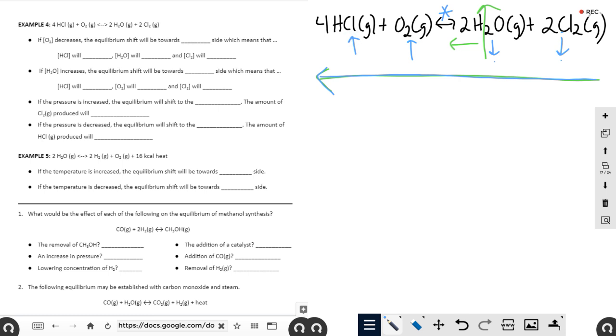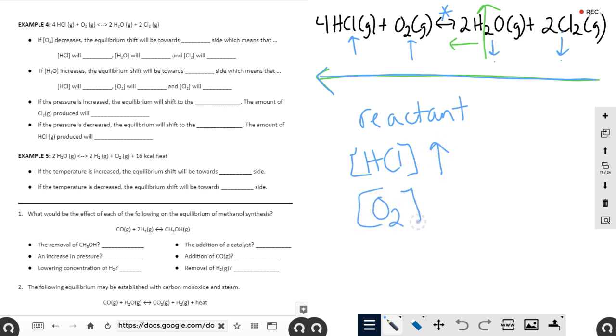All right, so let's see. The equilibrium will shift toward the reactant side or the left side. HCl will go up. O2 will go up. And Cl2, it's on the other side, so it has to do the other thing, will go down.